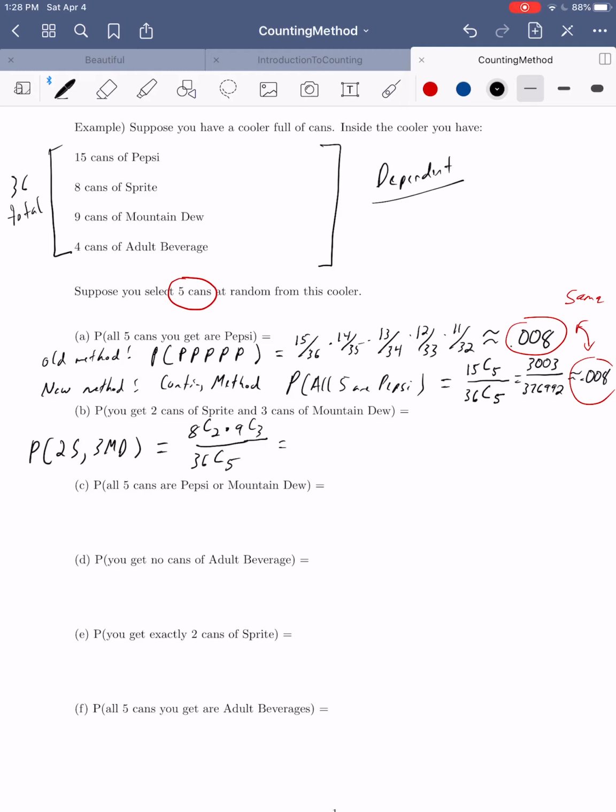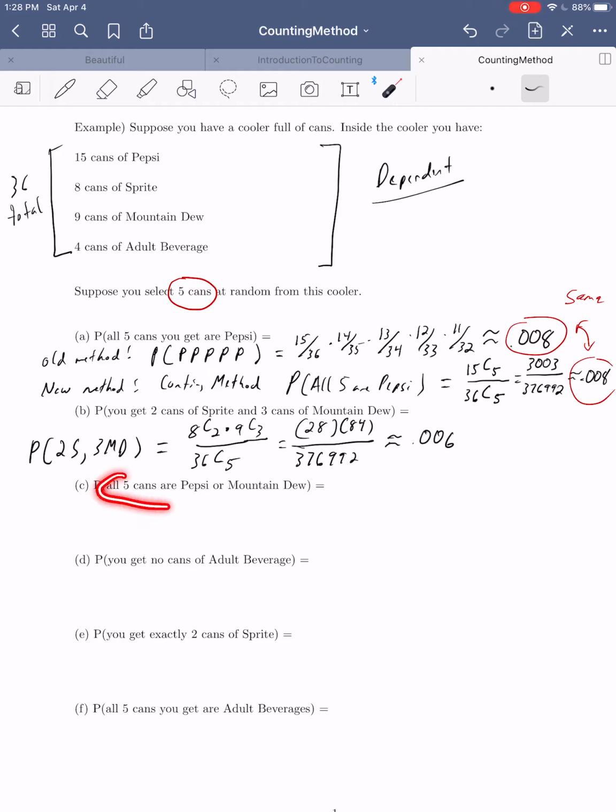So 8C2, that should give us 28. And then 9C3, let's see, 9C3 should give us 84. And then 36C5, we already did that. That's going to be 376,992. And if we do that, 28 times 84, and then divided by that 376,992, overall, that should come out as approximately 0.006. So also a very low probability that we get 2 cans of Sprite and 3 cans of Mountain Dew. All right, next one.